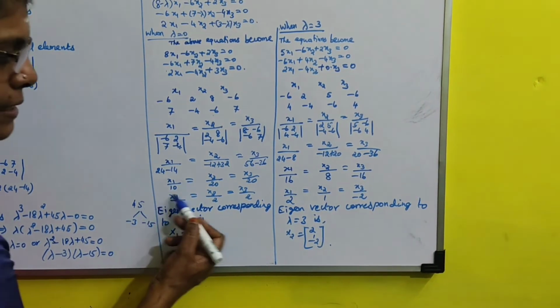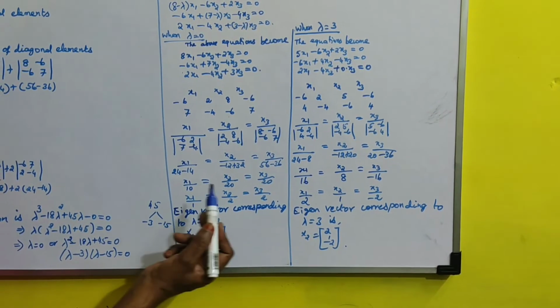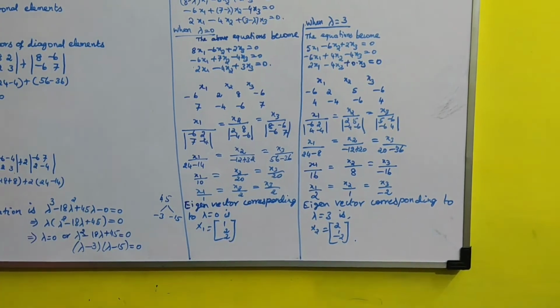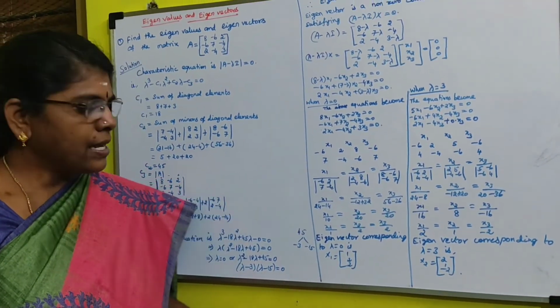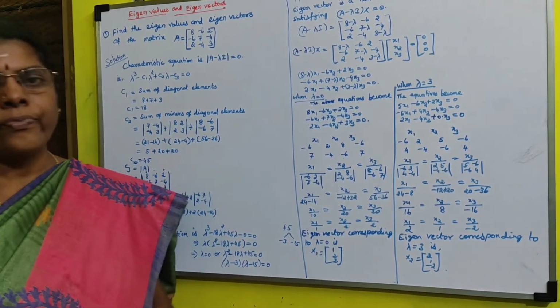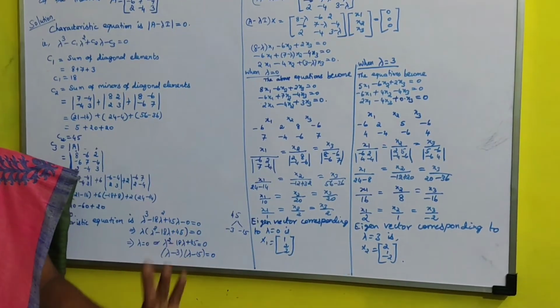Now we can cancel these three numbers by 10. So we have x1 by 1, x2 by 2, x3 by 2. Therefore, the eigenvector corresponding to lambda equal to 0 is capital X1 equal to (1, 2, 2). This is the eigenvector corresponding to lambda equal to 0.